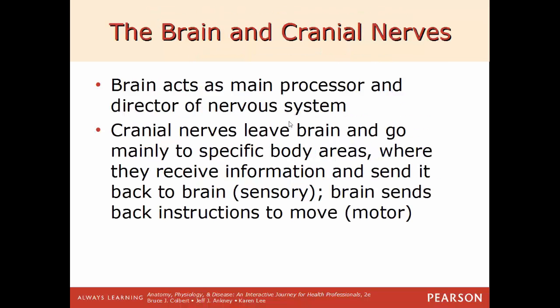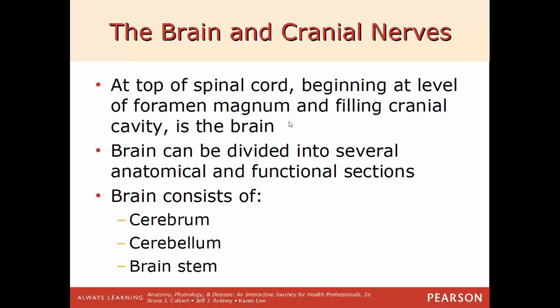I now talk about the brain and the cranial nerves. Of course, the brain acts as the main processor and the overall director of the nervous system. Cranial nerves leave the brain and go mainly to specific body areas where they receive sensory information and bring that information back to the brain to be processed. The brain sits on top of the spinal cord, beginning at the level of the foramen magnum, the opening at the base of the skull, and filling the entire cranial cavity.